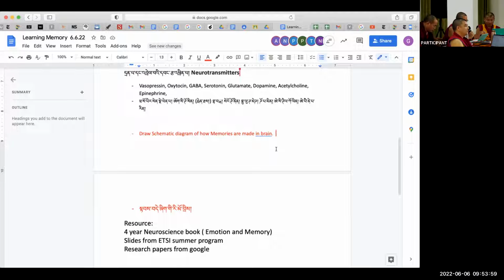So these are the neurotransmitters that are involved in the memory and the learning. So these neurotransmitters are vasopressin, oxytocin, GABA, serotonin, glutamate, dopamine, acetylcholine, and this.